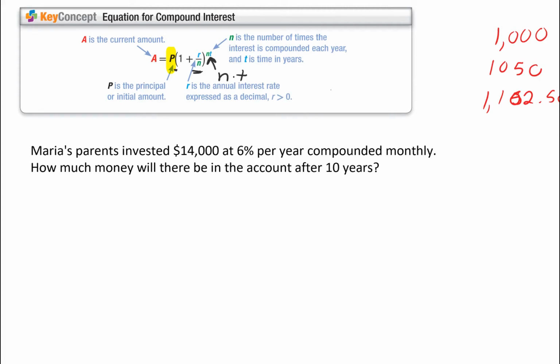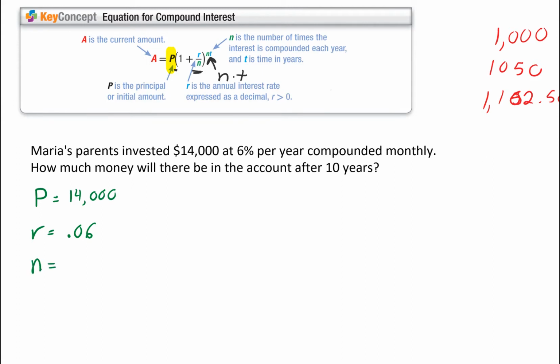Maria's parents invested $14,000 at 6% per year, compounded monthly. How much money will there be in the account after 10 years? Let's lay out our variables. P. What is the present amount? What is the principal, the initial amount? How much money do you put in? 14,000. What is the rate? 0.06. Remember, we always write our rates in decimal form.